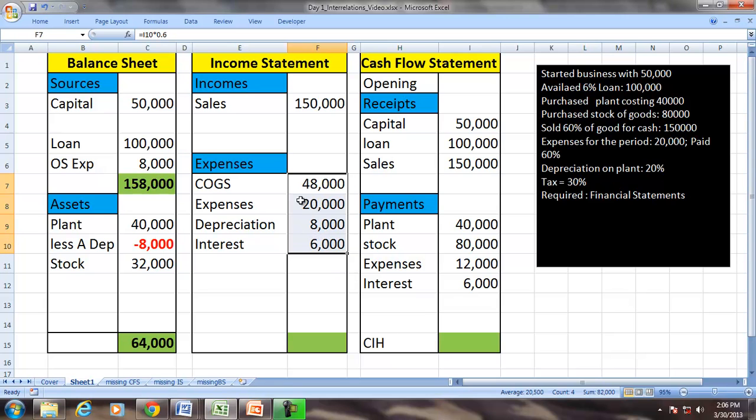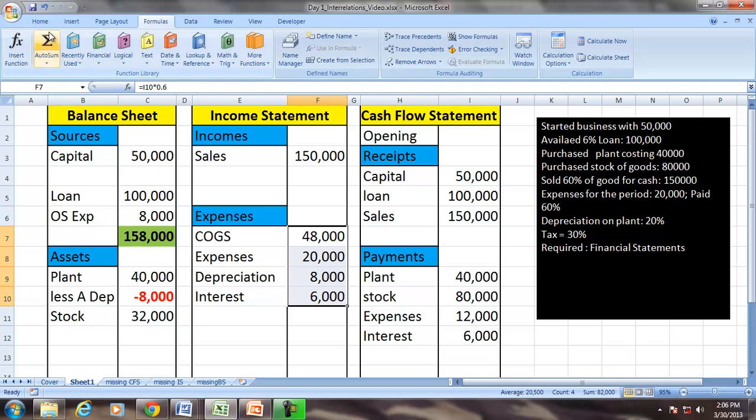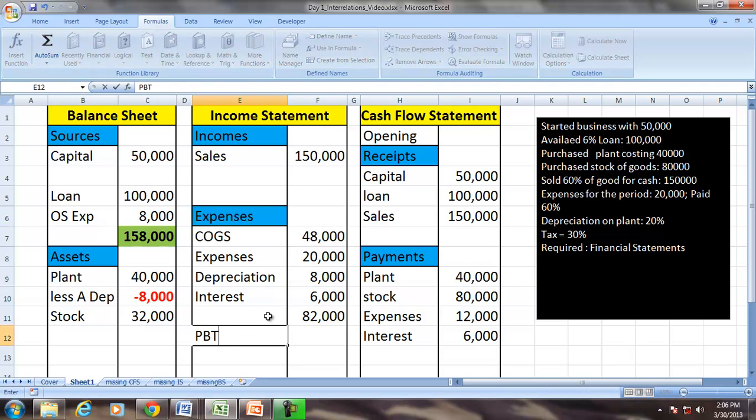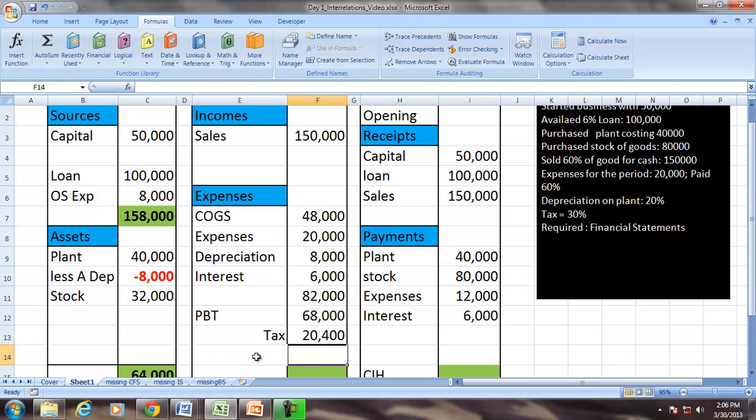Now we can find the profit. So profit is equal to the incomes minus expenses. So PBT is equal to 150 minus 82,000, and we'll calculate the tax on it. So 0.30, tax is 0.30 and we pay the tax. So tax is an expense, an outflow of cash.